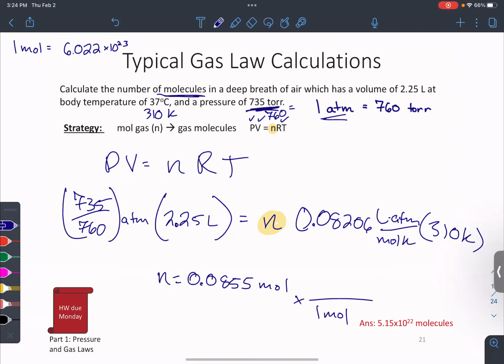1 mole of anything is 6.022 times 10 to the 23 molecules or particles, however you want to think about it. If we actually went into that breath sample and counted all of the particles, that's how many you would count, a lot of them, right? So in this case, we were given different conditions. We just solved for N, and took it one step further.